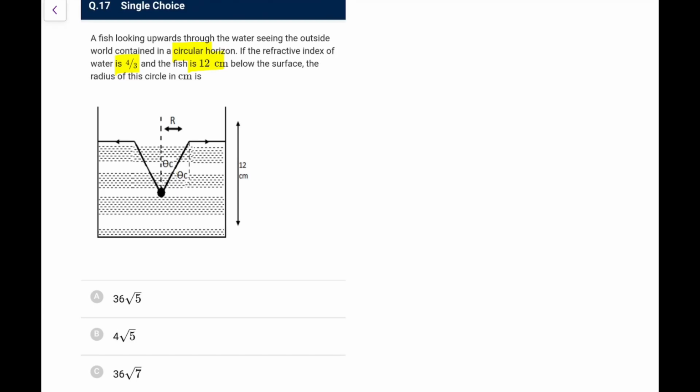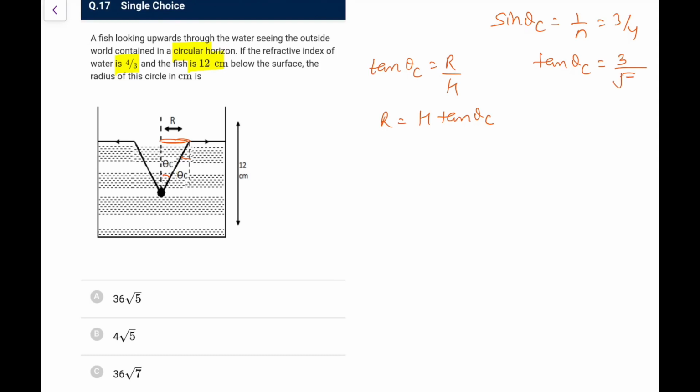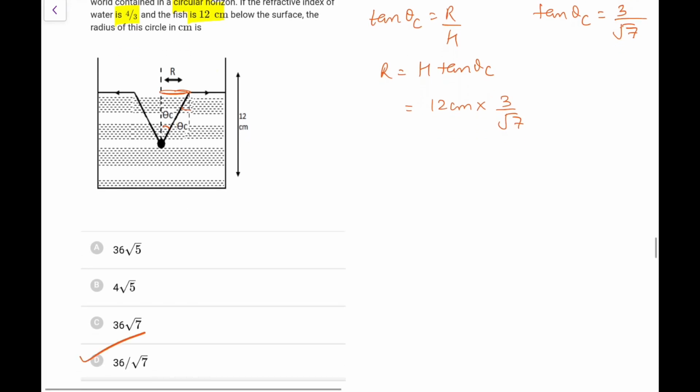So let's say this is the radius, this angle is theta c, this angle is theta c. What you can write, tan theta c is r by h. So r is h tan theta c, and what you know, sin theta c would be equal to 1 by n, that is 3 by 4. So tan theta c would become 3 upon root of 4 square minus 3 square, that is 16 minus 9, root 7. So h is 12 centimeter, tan theta c is 3 by root 7. So it is 36 by root 7. So I'll go for option D, that would be the most appropriate one.